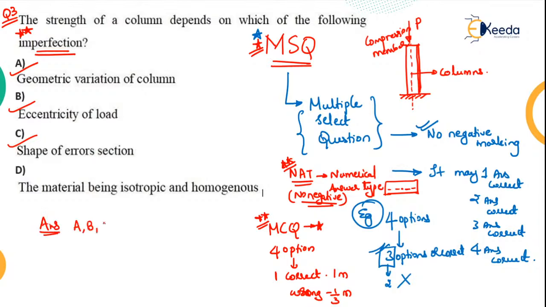Option A, option B, option C. That is, on all these three imperfections, the strength of the column will depend. What are the imperfections? Geometric variation of column, eccentricity of loading, and the shape of the cross sections. I hope it is clear.